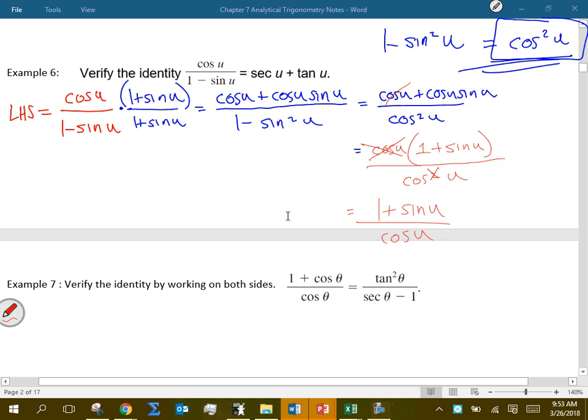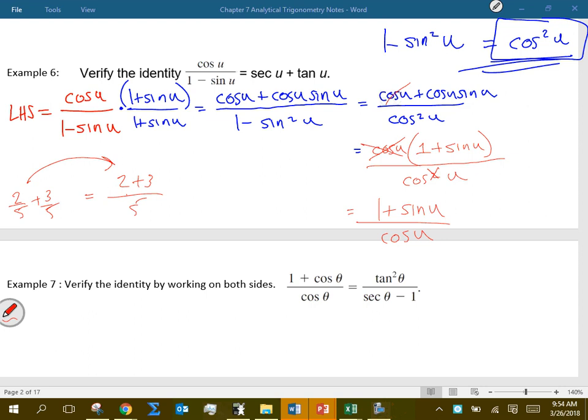Okay? Now I'm going to draw a comparison to what we could do algebraically. If I had 2 plus 3 over 5, that probably, before that, looked like 2 over 5 plus 3 over 5, right? And with the equations, we know we can either move that way or move that way, right? So can I separate this one as well? Can I write this as 1 over cosine u plus sine u over cosine u?